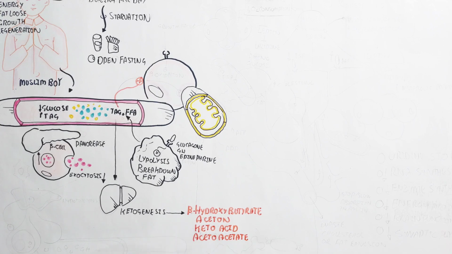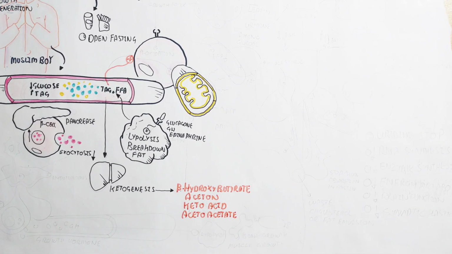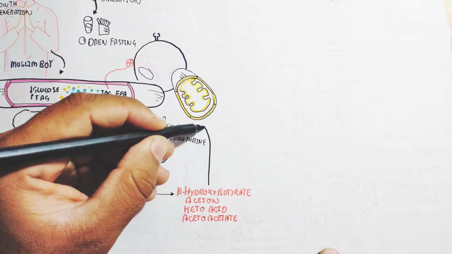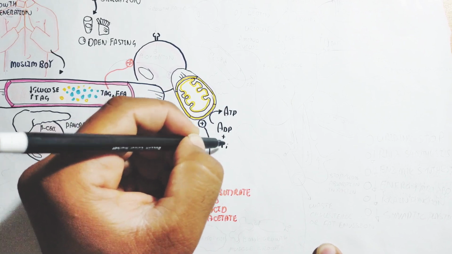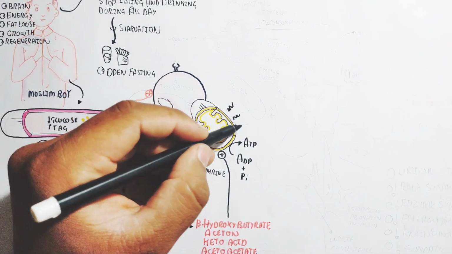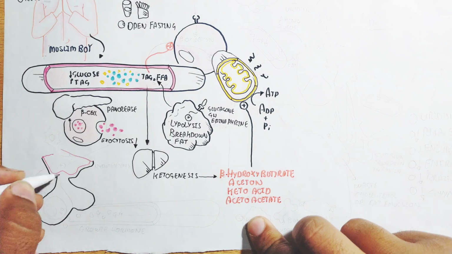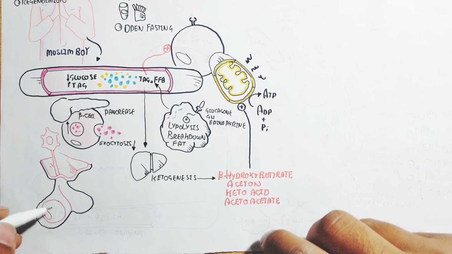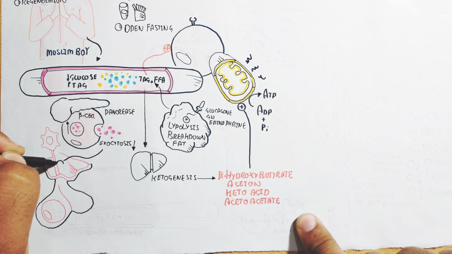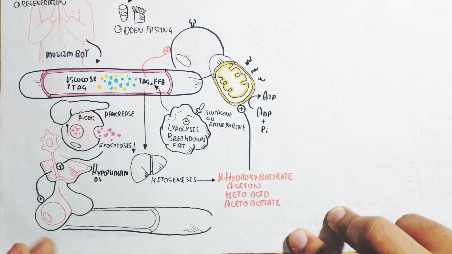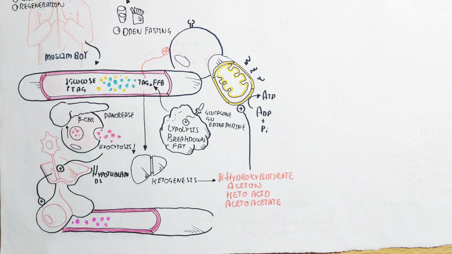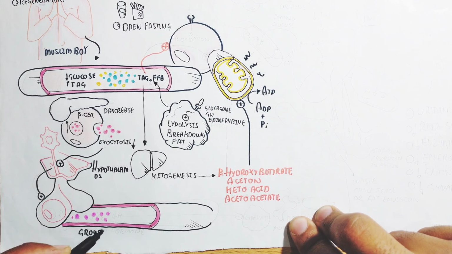The triacylglycerol and free fatty acids go into the liver for ketogenesis to produce ketones: beta-hydroxybutyrate, acetone, keto acid, and acetoacetate, for production of ATP in the mitochondria. It is used in the brain, muscle, and other parts like the digestive system. In this way, ketone is a very efficient way to produce energy without using insulin.